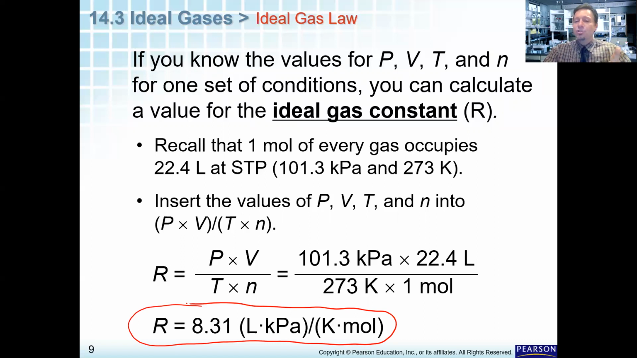8.31 liters times kilopascals divided by mole kelvins. So if you change this to 1 atmosphere, and get rid of the kilopascals, and you plug that in your calculator, you're going to come up with the other R value I'd like you to write down.